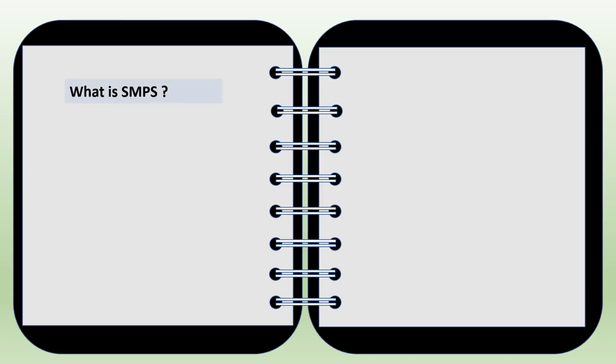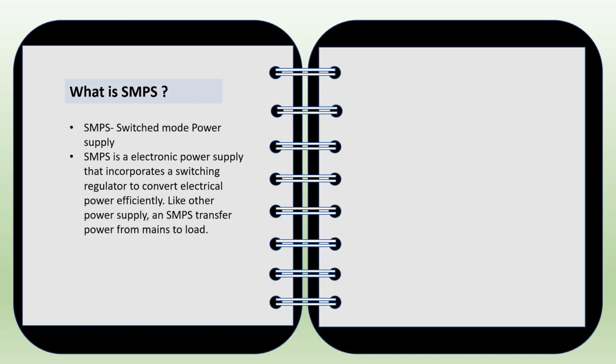What is SMPS? SMPS is a switch mode power supply. As the name suggests, switching must happen. SMPS is an electronic power supply which converts AC or DC into regulated DC output voltage with the help of switching action. And this switching action happens at a higher frequency, which is approximately 20 kHz to 100 kHz.